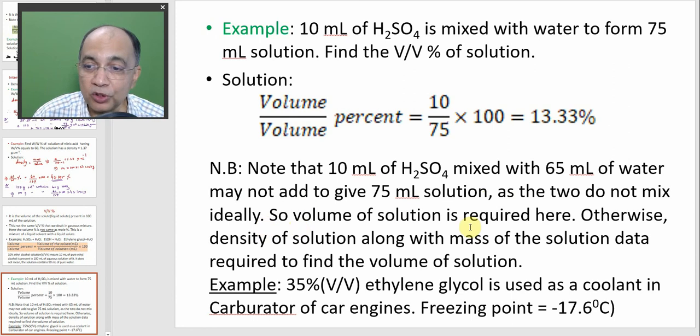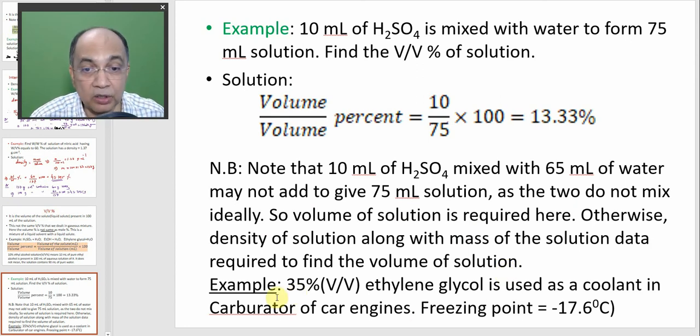So volume of solution data is required here. Otherwise, density of the solution along with mass of the solution data are required to find the volume of the solution. If the volume of the solution is not given, but the mass of the solution is given, and the density of the solution is given, we can find out the volume of the solution.